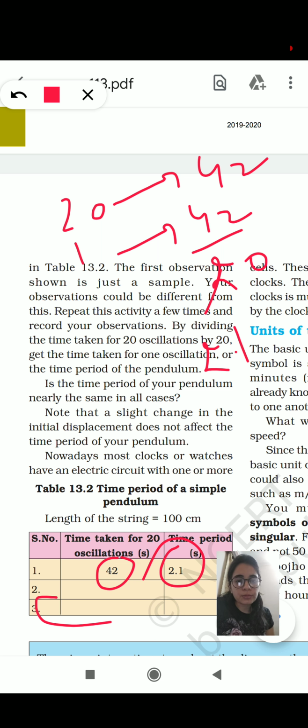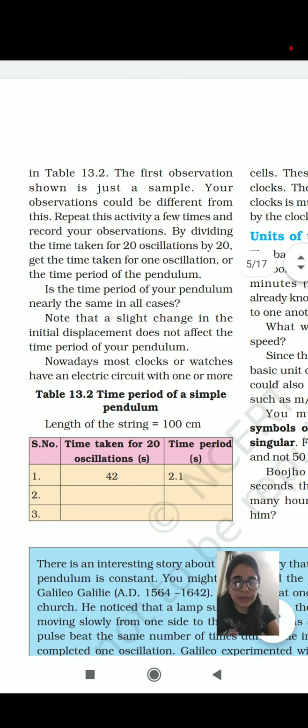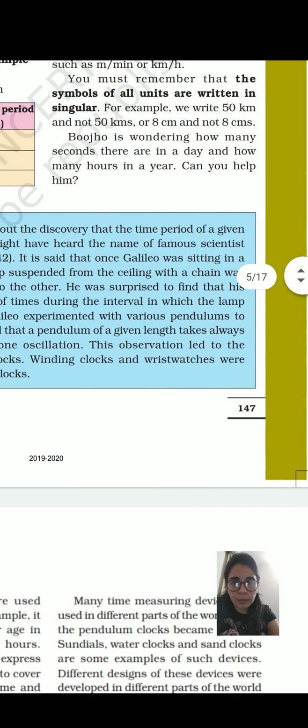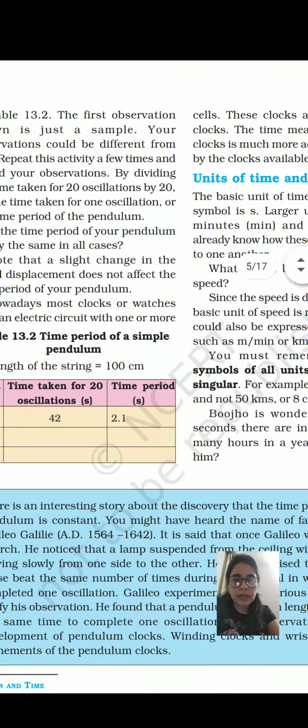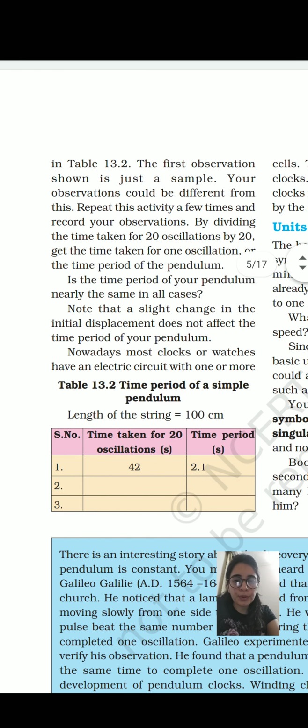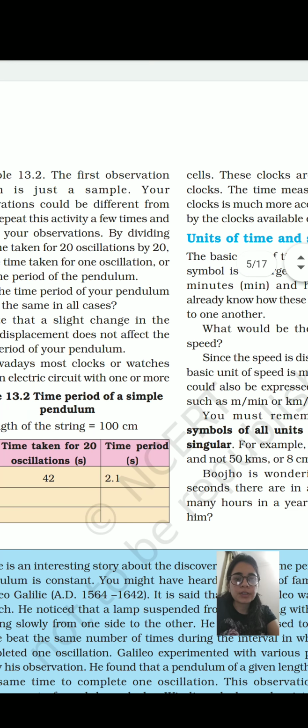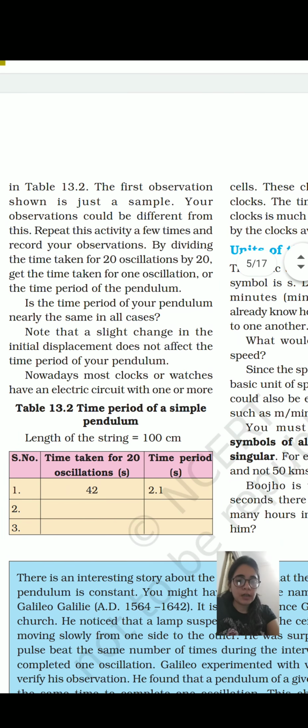So please go through the chapter again and read it till page number 147, the topic before time period of simple pendulum, units of time and speed. Please go through the chapter again and again and read it. Also go through video 1, which I uploaded day before yesterday. So keep studying. Thank you.